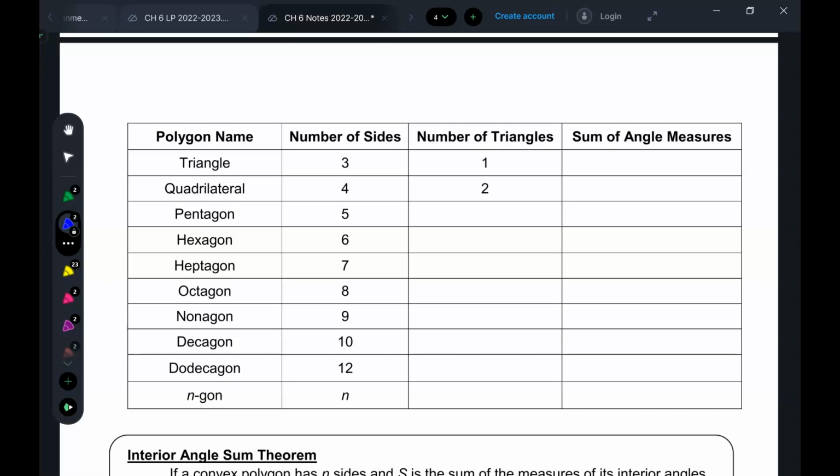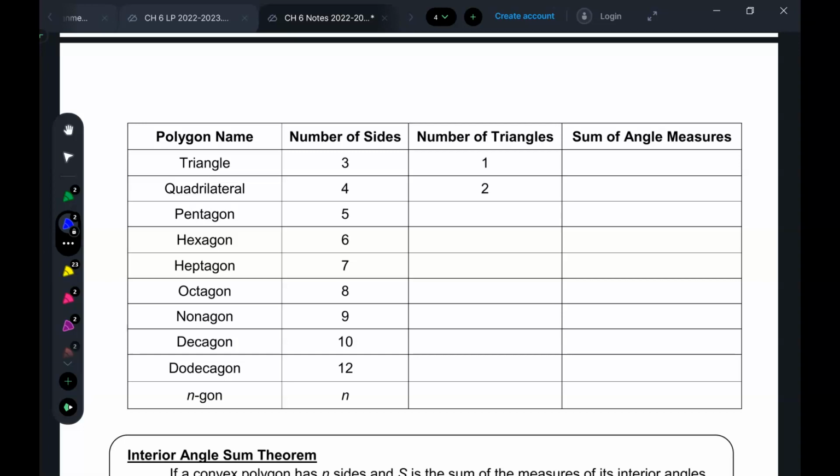Hopefully these names look familiar. I remember memorizing. You should still have them memorized or review them. Okay, now I want to look for a pattern.